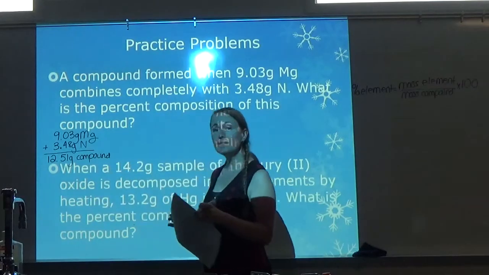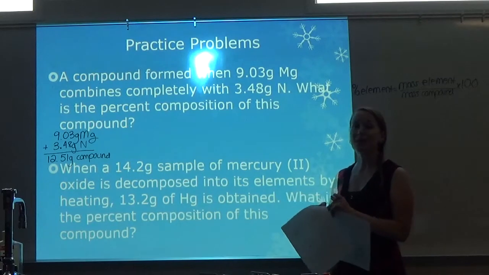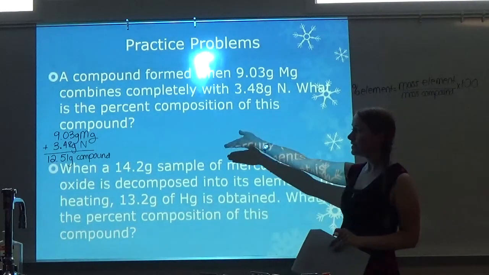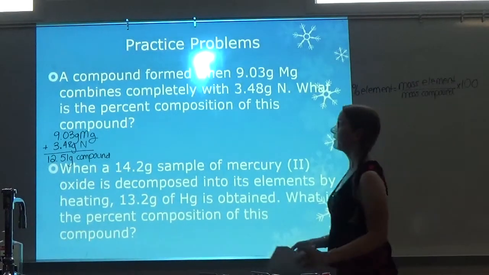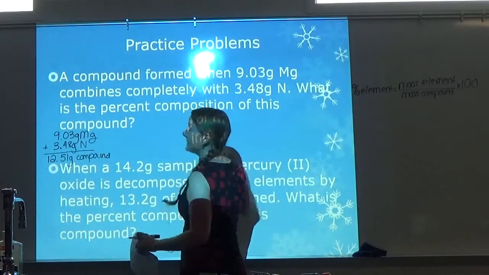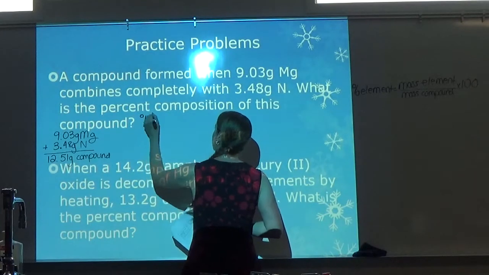Okay, so see in the previous example, it gave me the whole compound, but I was missing one of my elements, so I could subtract the other element from the compound. This one, they gave me both elements, but I was missing the whole compound, so I just add them together to get it. Okay, so again, I have two elements, so I need to use this formula twice, one for magnesium and one for nitrogen. So I'm going to do magnesium first.